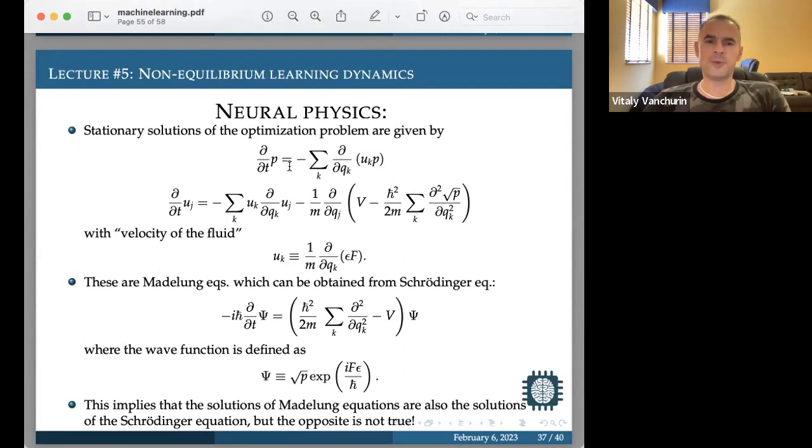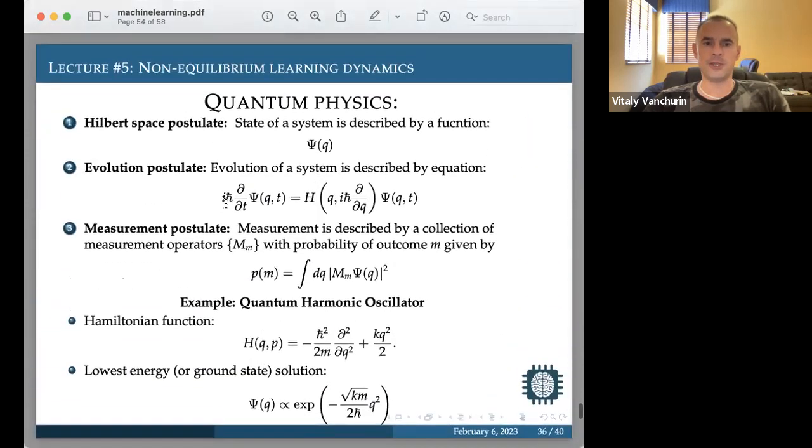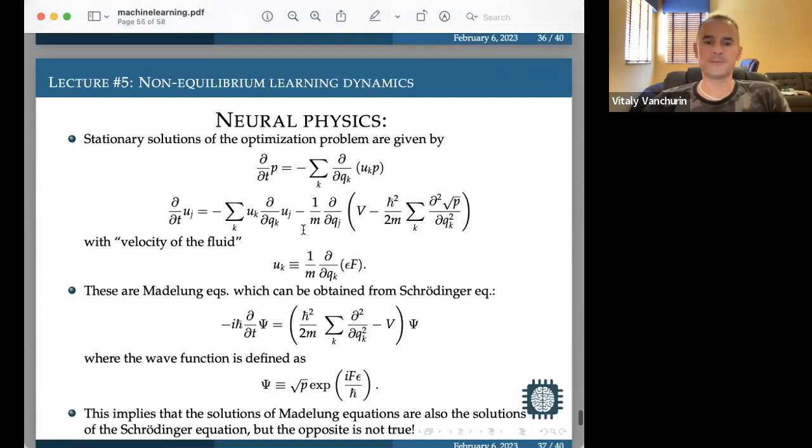Now, the reason why I spent the last 2 slides explaining classical and quantum physics is that it turns out these equations are well-known equations in quantum physics. They are known as the Madelung equations. They describe how the system evolves, where P can be interpreted as a probability density and U can be interpreted as a velocity of the fluid. And those 2 equations turn out to be equivalent to this equation, which is known as the Schrodinger equation.